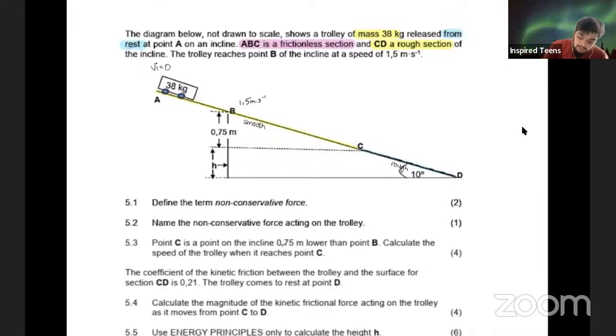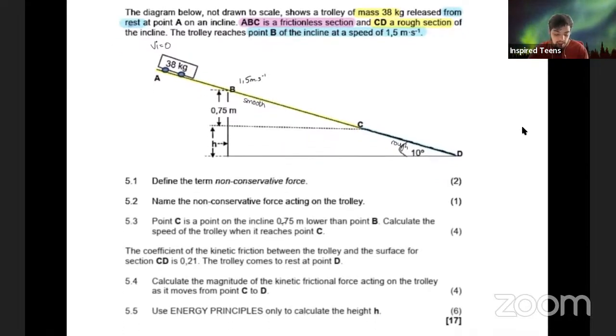You're just taking all these things down so that it's easier for you to reference back to your diagram. Okay, then they say what? Then they say the trolley reaches point B of the incline at that speed. Okay, that I already put there. So at B, it's 1.5 meters per second. Okay, cool. So now all that information, literally this could be ignored. It's gone. Everything that I need, I put into the diagram. Now I can work going forward.